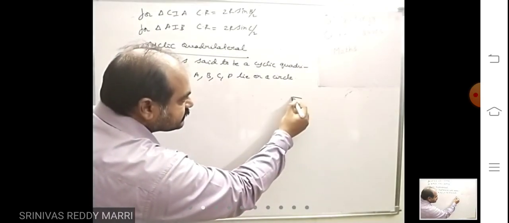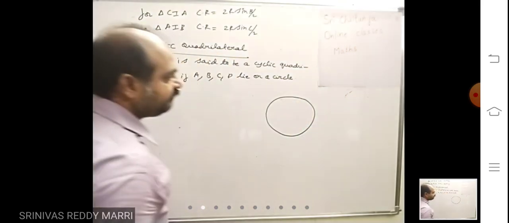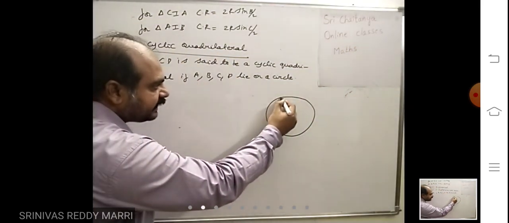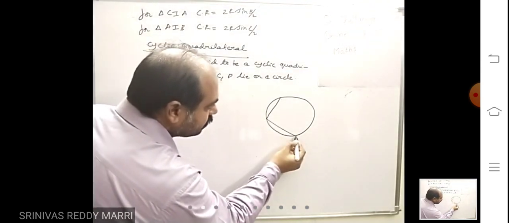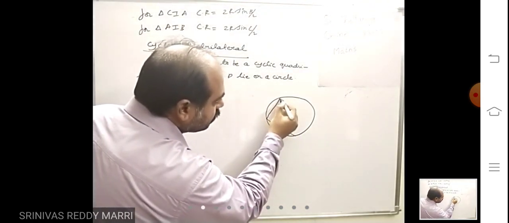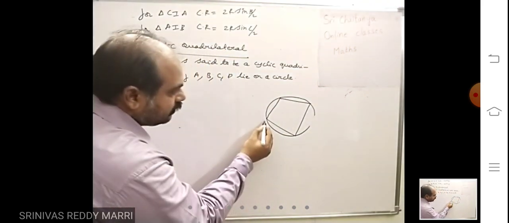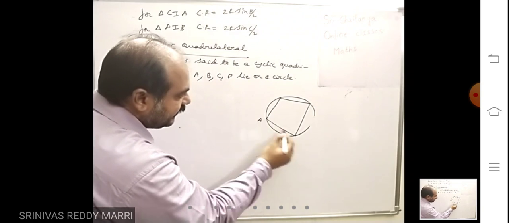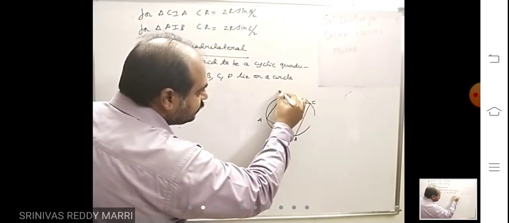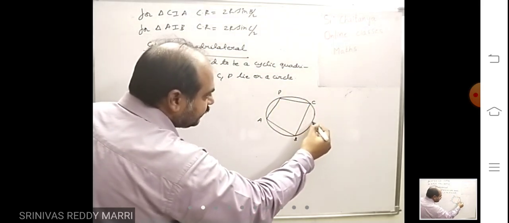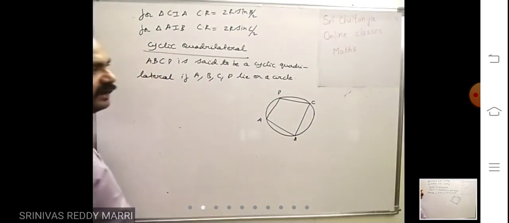The quadrilateral will be inscribed in a circle. Look at, I am drawing the cyclic quadrilateral. Right? I have drawn a cyclic quadrilateral, A, B, C, D. This is a cyclic quadrilateral because all the four vertices are lying on a circle.